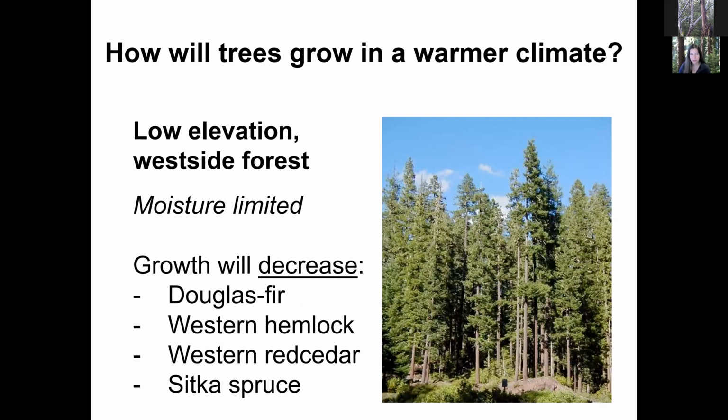And the same is the case for our low elevation west side forests. These forests are also moisture limited by the long dry summers. And so in general, with climate change, we're expecting growth decreases for the west side conifers as well.